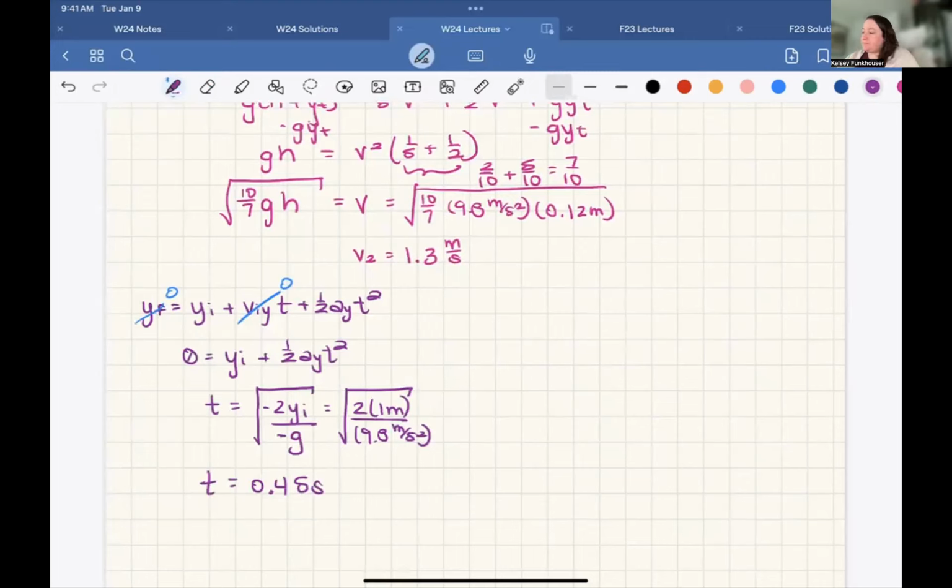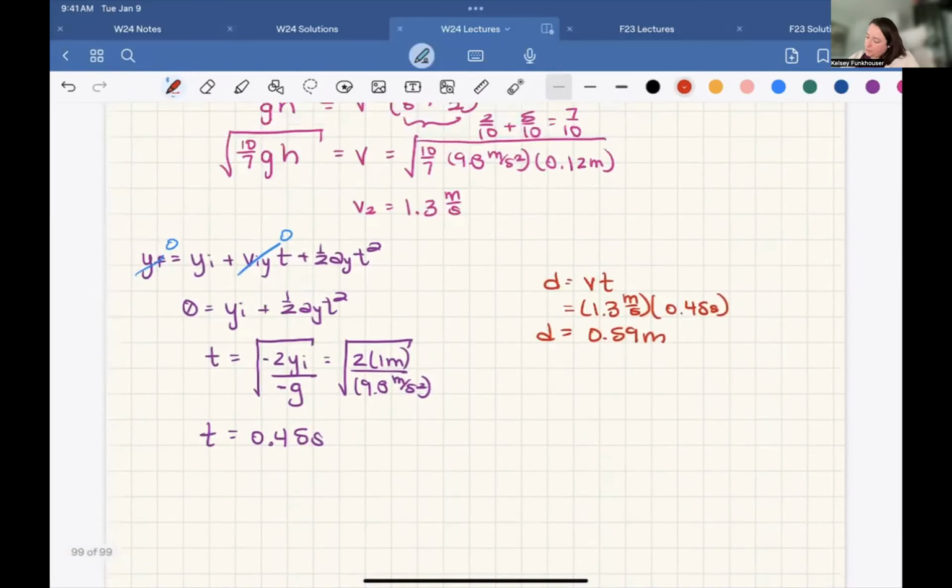And then we can find that distance because it's just going to be velocity times time. Our velocity is 1.3 meters per second, and the time is 0.45 seconds. And that gives us 0.59 meters for the distance.